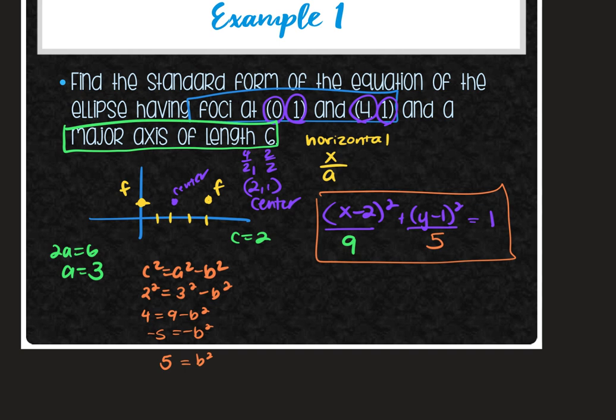Questions? Yeah. How do you get a equals 3? They told you the major axis was 6. So if the major axis is 6, major axis equals 2a. 2a equals 6, a equals 3. Oh, okay, so you don't need to use any other ones. Nope.